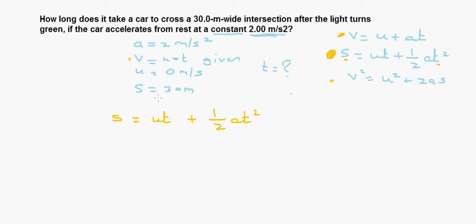Now let's plug in the quantities. Displacement 30 equals initial velocity 0, so 0 into something is 0, plus half into a, which is the acceleration, 2 meters per second squared, times t squared, where time is unknown. Rearranging the equation, the half and the 2 cancel, so we are left with t squared equals 30. So t is root 30 seconds, and that's exactly how long it takes for the car to cross these 30 meters. That's exactly how we solve kinematic problems.